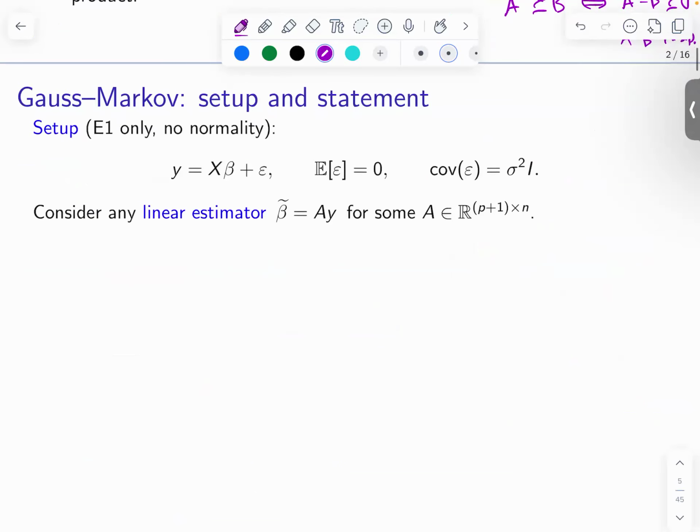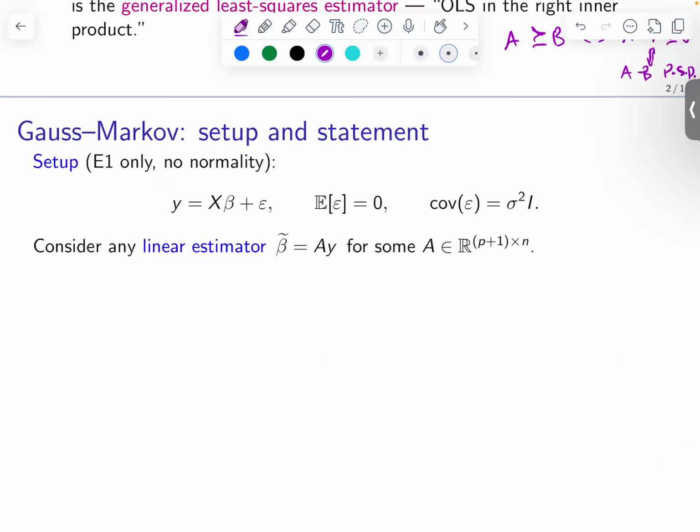Okay, let's try to prove it. So this result is going to end up being called the Gauss-Markov theorem. To set it up, we have the E1 assumptions only now, no normality. You have the linear model, you have the zero mean errors, and you have the sigma squared I assumption on the covariance of epsilon. And then I'm going to look at a general linear estimator.